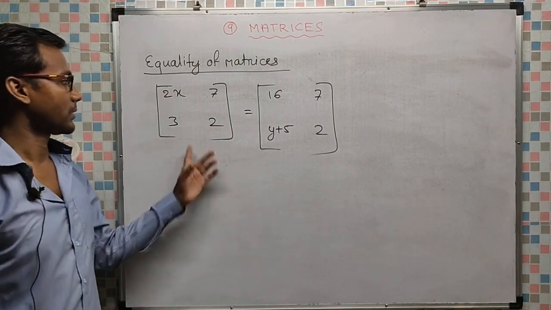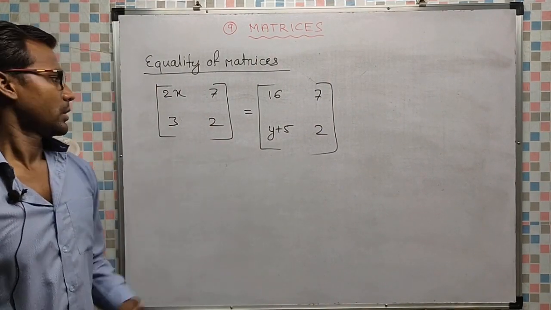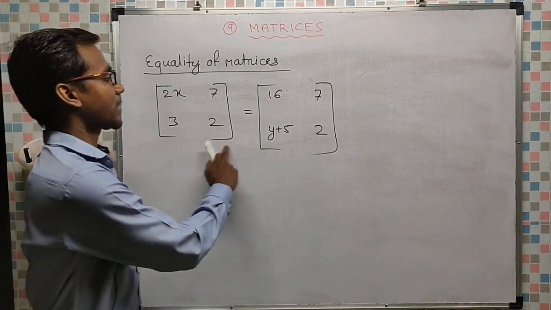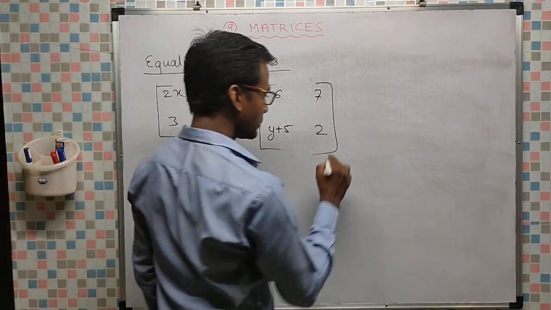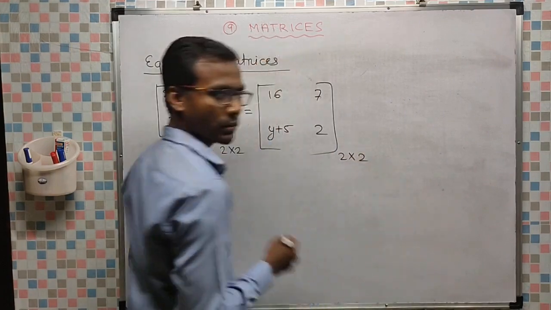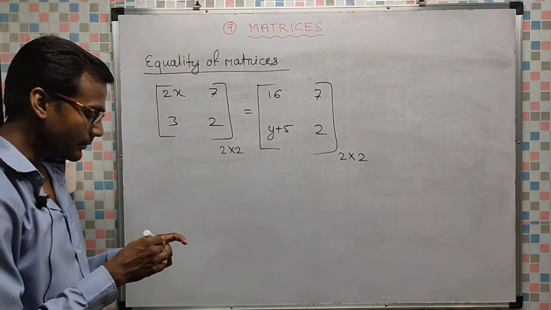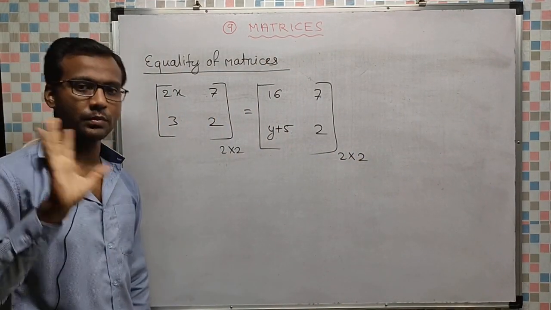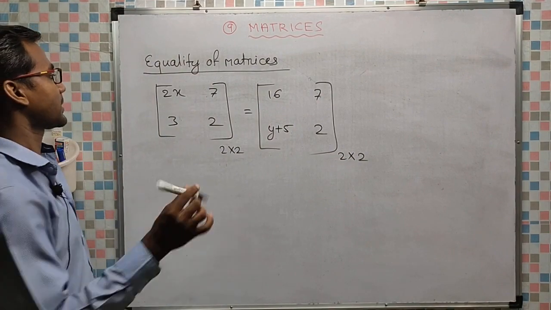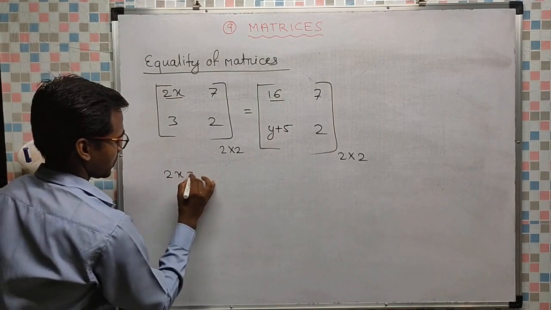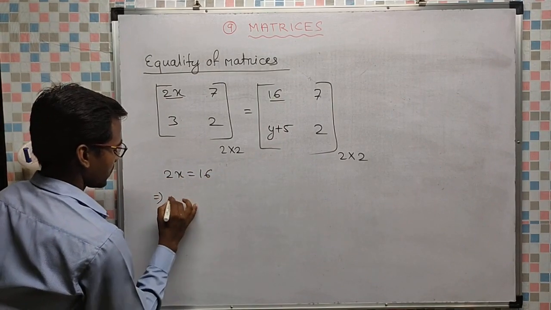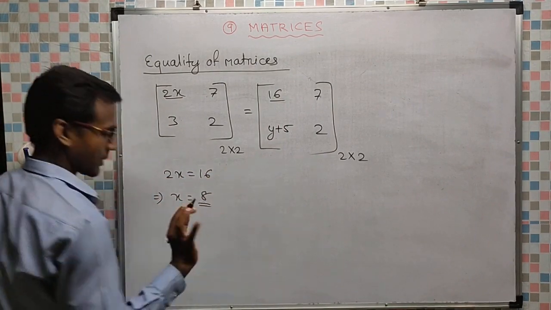It is given that these two matrices are equal. Obviously, the order is the same, 2 by 2. You can compare. The corresponding elements must also be the same. So we can say 2x is equal to 16, so x is equal to 8.